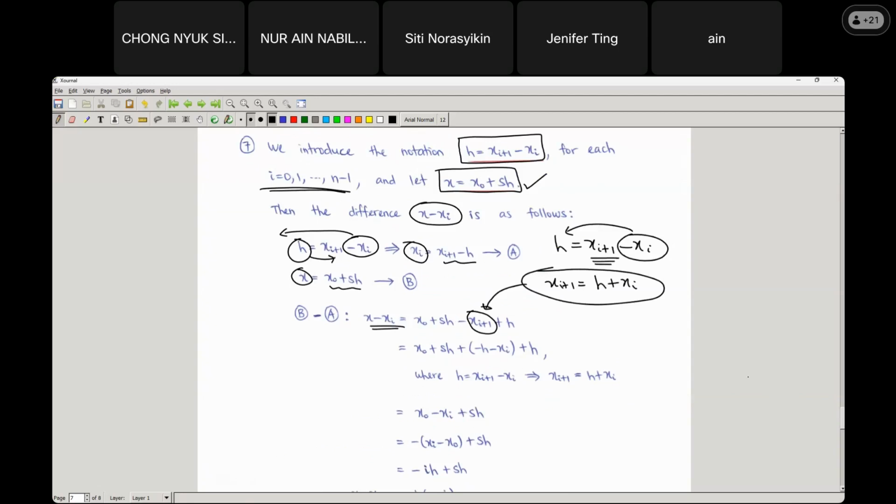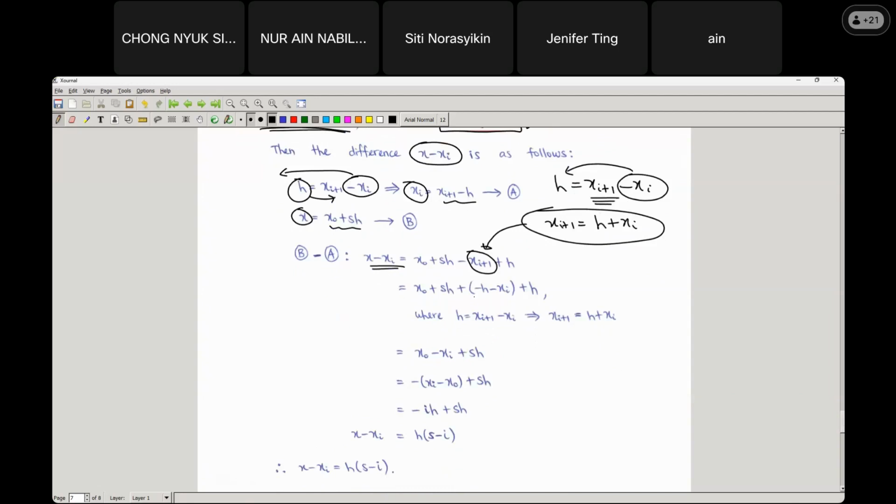All right. Next, we can simplify. We have a minus h and a positive h, so we can cancel. Now we have x0 minus x_i plus sh. So you can factorize it, and you have a minus (x_i minus x0). This is actually equivalent to i times h. This is how many spacings we have.